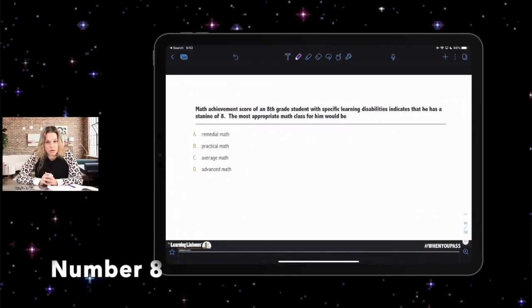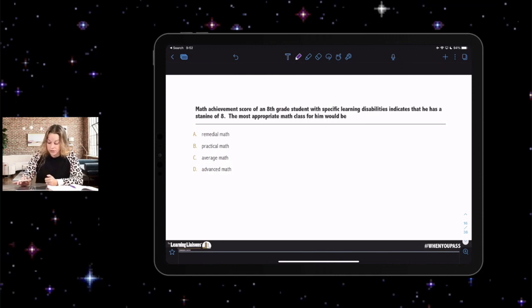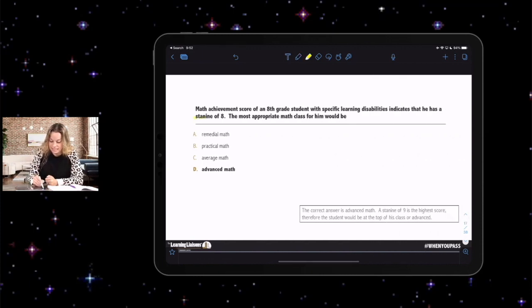Math achievement score of an eighth grade student with specific learning disabilities indicates that he has a stanine of 8. The most appropriate math class for him would be A, remedial math, B, practical math, C, average math, or D, advanced math. Well, in order to answer this question, we need to identify the fact that he has a stanine of 8 and what exactly that means.